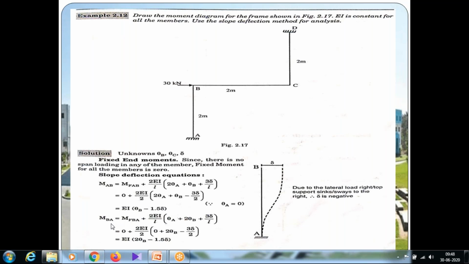Next, MBA, the right to left movement. MBA is equal to MFBA plus 2 EI by L into theta A plus 2 theta B plus 3 delta by L. This is the actual slope deflection formula. MFBA value is 0, plus 2 EI by 2 into theta A, which is 0, plus 2 theta B, minus 3 delta by 2, since we are dealing with the same span AB, so delta is negative. 2 EI by 2, the 2s cancel, EI comes, theta A is 0, theta B is unknown, so 2 theta B minus 1.5 delta. So this is equation number 2: MBA equal to EI into 2 theta B minus 1.5 delta.